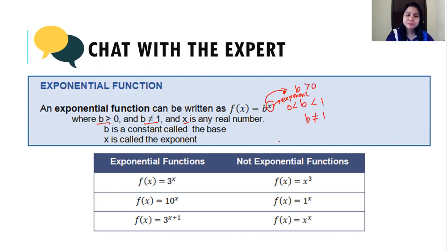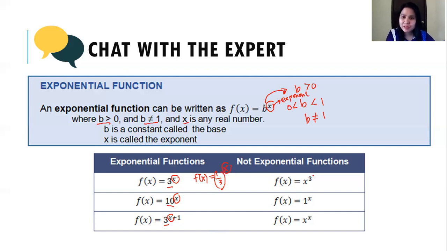So for the examples, the first one: variable in the exponent, b is positive. Variable in the exponent, b is positive. Variable in the exponent, b is positive. So these are exponential functions. Now, what if we have f of x equals 1/3 to the power of x? You check. There's a variable in the exponent and your b is positive. So it's okay.